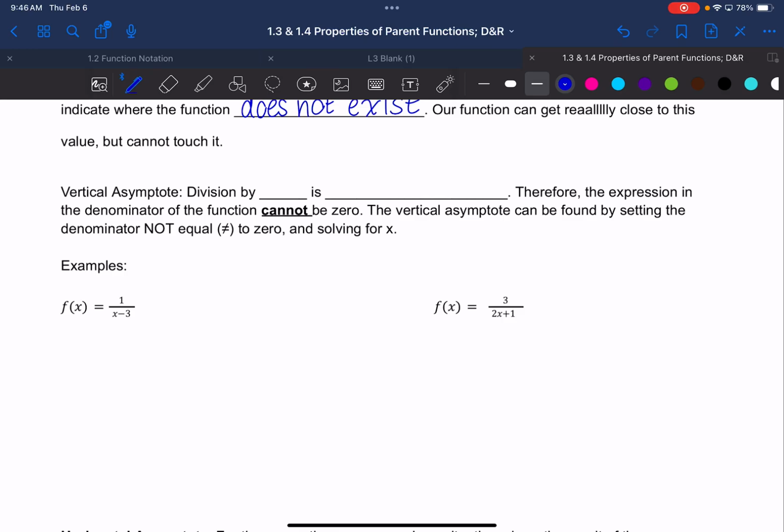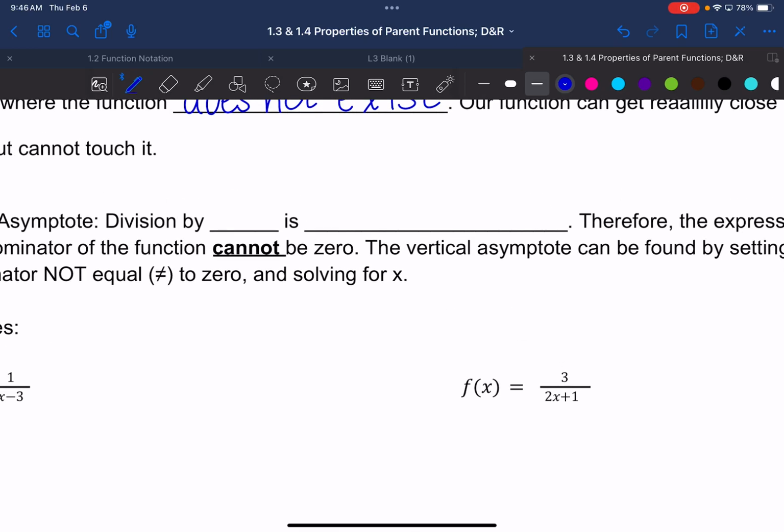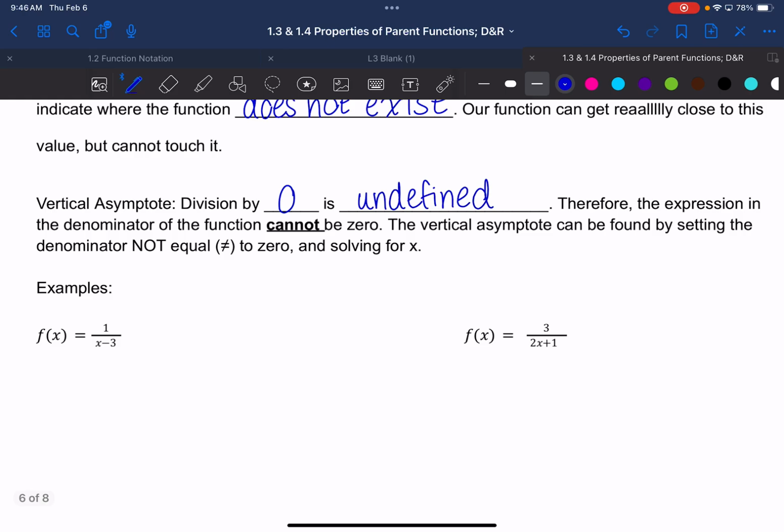And so vertical asymptote, that is just when you have division by 0. So if you've got 0 in your denominator at all, that just means that your function is undefined there. It doesn't exist, right? It's undefined. That's what your calculator will say. Therefore, we say that the expression in the denominator can't be 0.